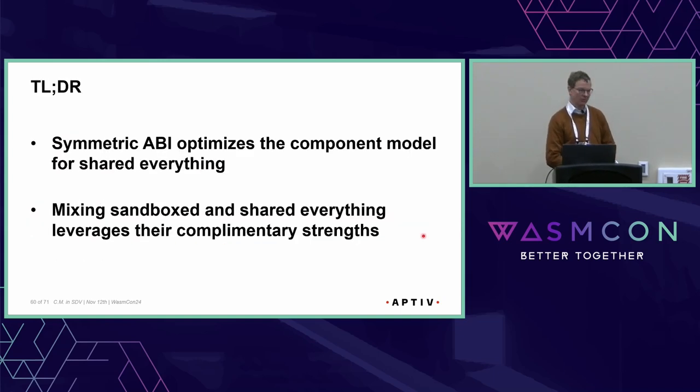So just to summarize very quickly, symmetric ABI optimizes the component model for the shared everything case, and it's fully source code compatible. And mixing sandbox and shared everything is still possible and leverages the complementary strengths.